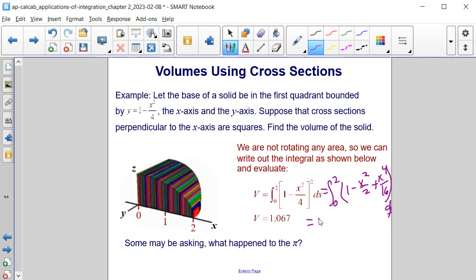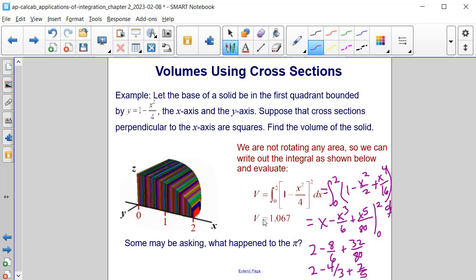And when doing so, we'll get x minus x to the 3rd over 6, because 1/2 times 1/3 is 1/6, plus x to the 5th over 80. And we can evaluate this from 0 to 2. So we're going to have 2 minus 8/6 plus 32 80ths. You could simplify it if you wanted to be 2 minus 4/3 plus 2/5.